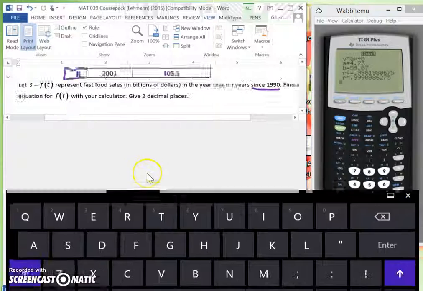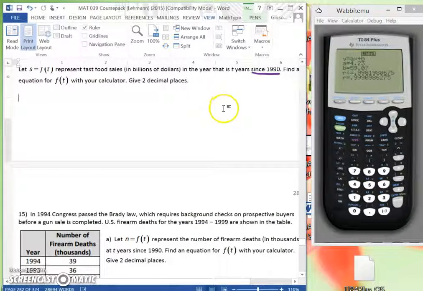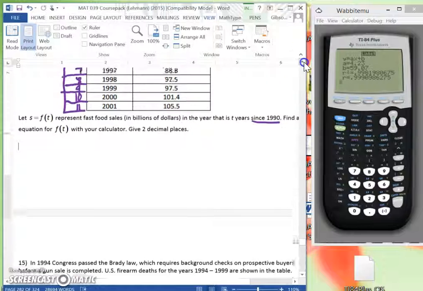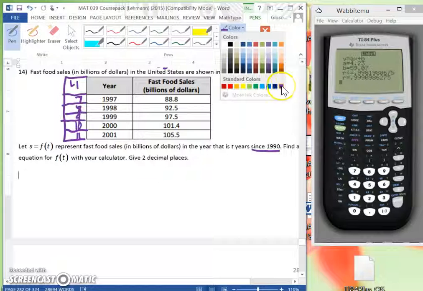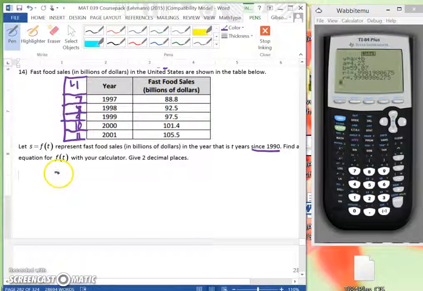So now, we come back here. It asked us for this problem, they want us to give the actual equation. So the equation would be, we would use F of T, and that would be equal to, now you see here we got y equals ax plus b. We know y is really the f of t. Our a value, which would be our slope, is 4.23. And then we will have x. And then our b is 59.07. So it'll be plus 59.07.